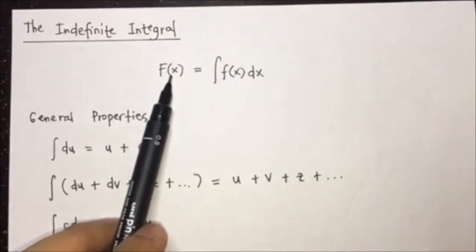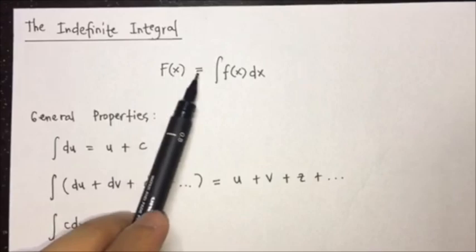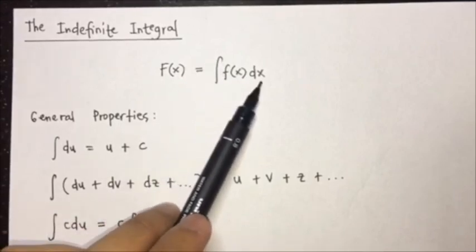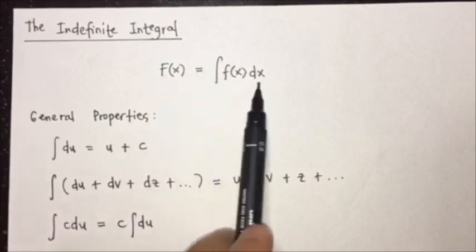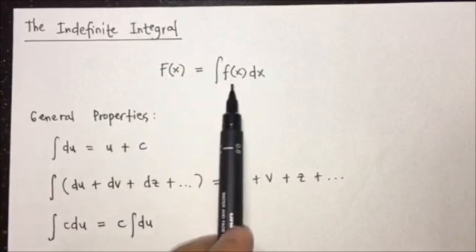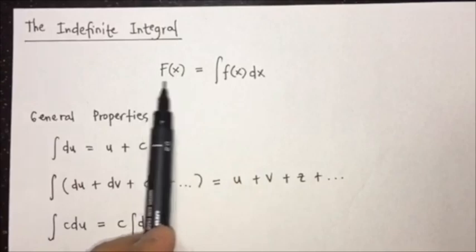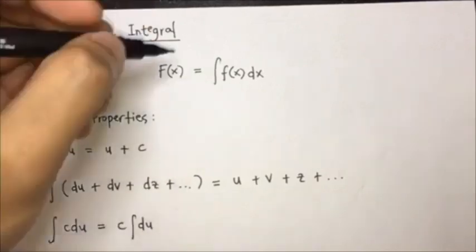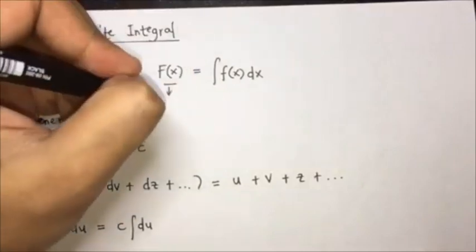Okay, so it is denoted as this. Capital F of x is equal to the integral of small letter f of x dx. Where f of x dx is the differential, and capital F of x is the integral or the original function. So the result of integration is called the integral.